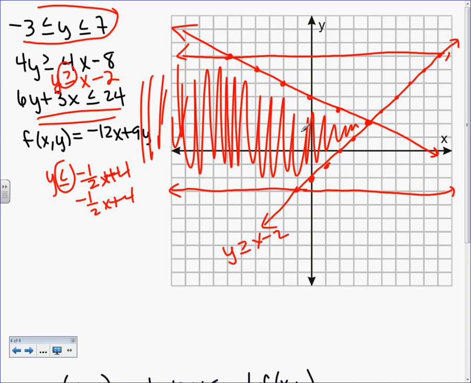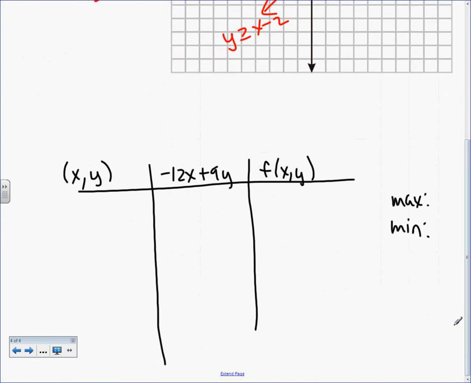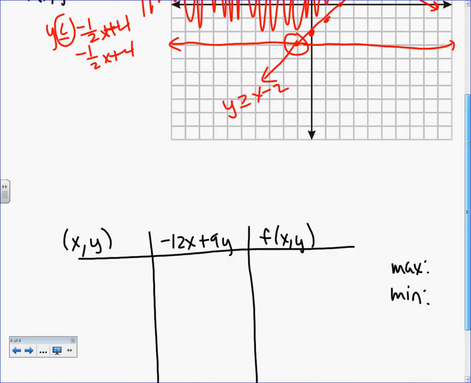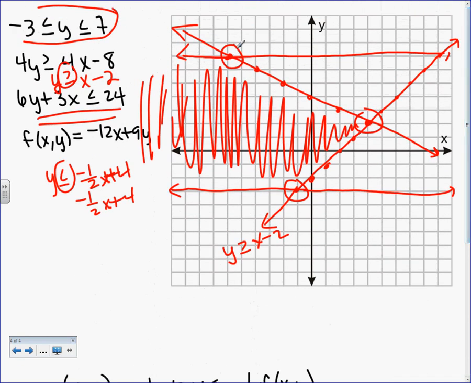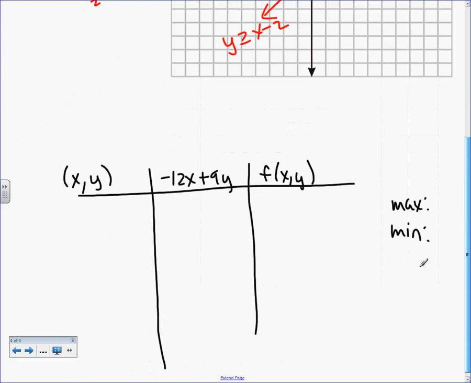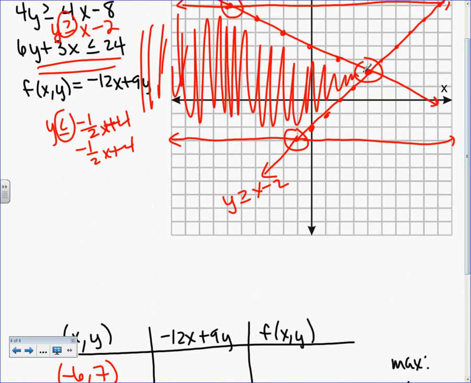But I still have vertices. So this one, and this one. Do you guys get that? Those are easy. Those are not guesses. Those are not algebraic. Those all hit both lines one time. So what ordered pairs are those? What's this one? Negative 6, 7, right? Because the y is at 7. Okay. What is this one?